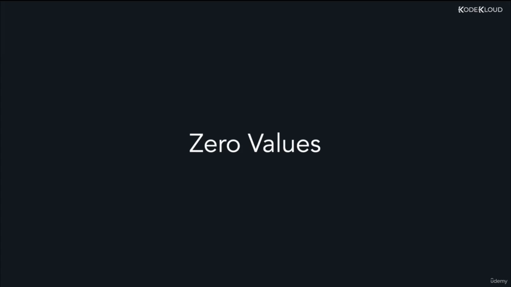Let's understand what zero values are in Golang and why they are useful to know. So in Golang, if you're declaring a new variable but are not necessarily initializing it with a value, the variable is given a default value. And this value is known as the zero value and depends on the data type of the variable.